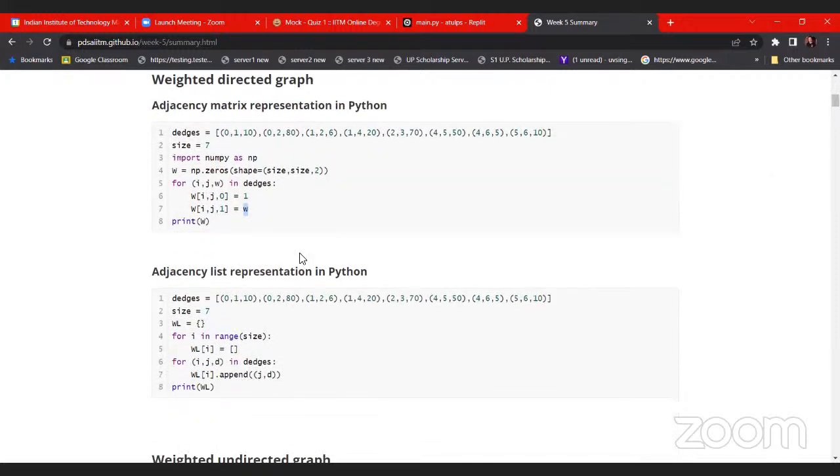Sir, can you write this on paper? I mean, how it is going on? Line number 6 and 7. Okay, one sec. I'm taking this code on the.